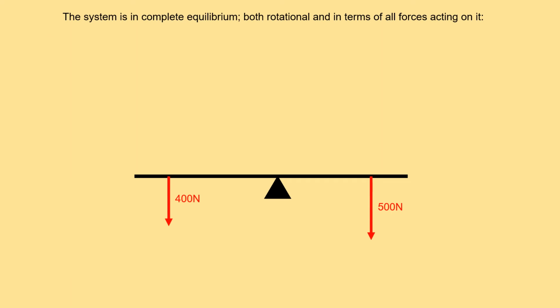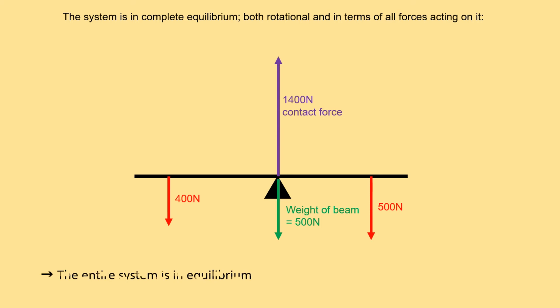Okay, so we're both in complete equilibrium. We've got 400 newtons on one side, 500 newtons on the other. All the forces acting on this are equal. The weight of the beam is 500 newtons. The contact force is 1400 newtons.